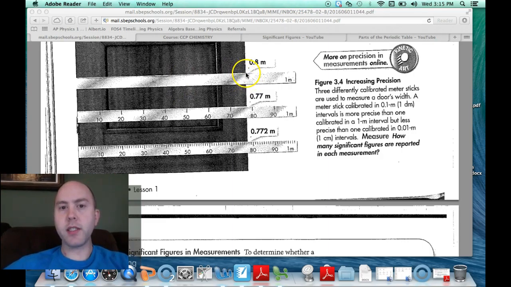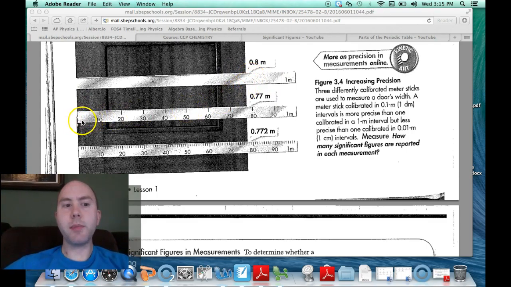So how far is this? The book estimates it's about 0.8 meters. I would guess maybe it's about 0.7 meters. Okay, you don't really know. This literally has one sig fig. You have no idea. This is the uncertain digit. So this door, using this meter stick, you have to make a complete guess. You know it's bigger than 0, but less than 1. So they said 0.8, you may even see 0.7.